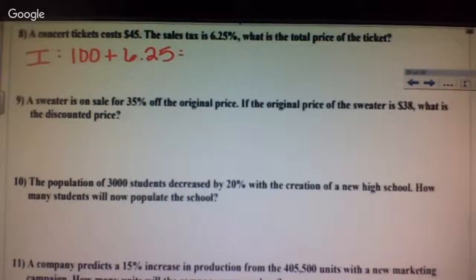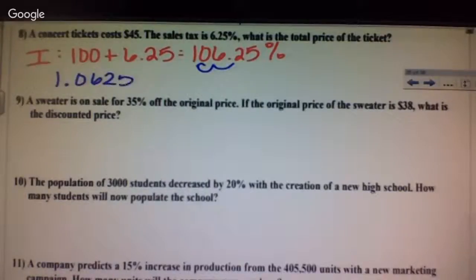So by the time it's all said and done, you're paying for the price of the ticket and the sales tax. So you're paying 106.25%. Okay, I need to change this into a decimal. To change into a decimal, we move it 2 spaces to the left. So I go 1, 2, that makes this 1.0625.